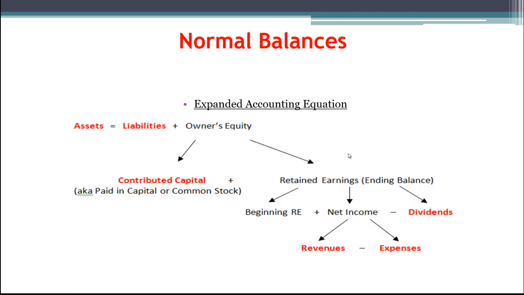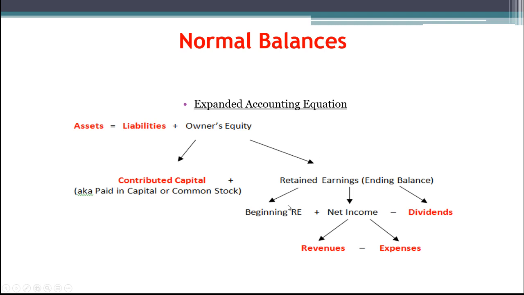Now, to get into the normal balances, we're going to have to break out the accounting equation a bit. We start with assets and liabilities. Those are kind of the base level. But then owner's equity can quickly be broken into two account types: contributed capital, or paid-in capital, common stock, a variety of terms for it, plus retained earnings, or earned capital. Now notice the ones I'm highlighting in red, I'm basically saying, hey, that's as far as we're going to break it out. These are an account type we're going to talk about.